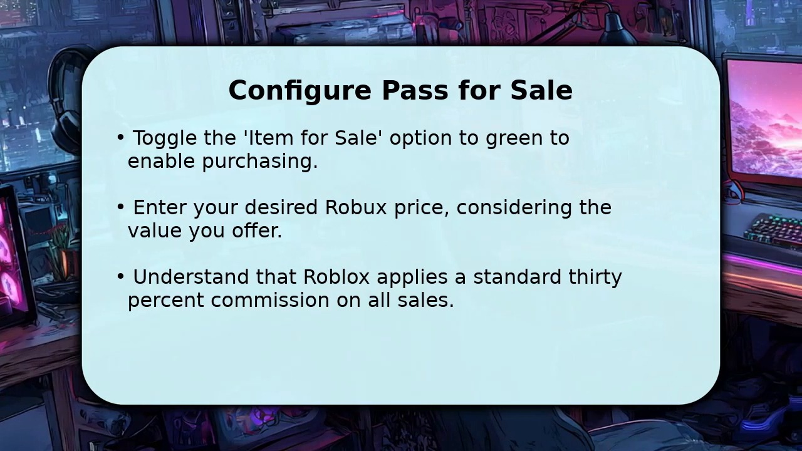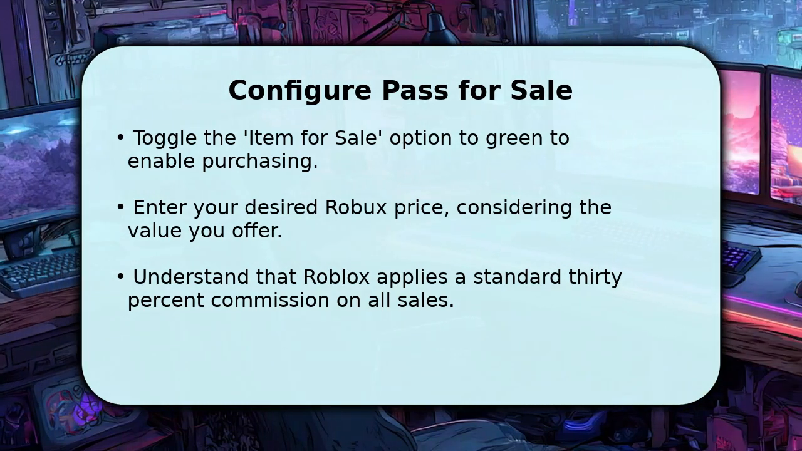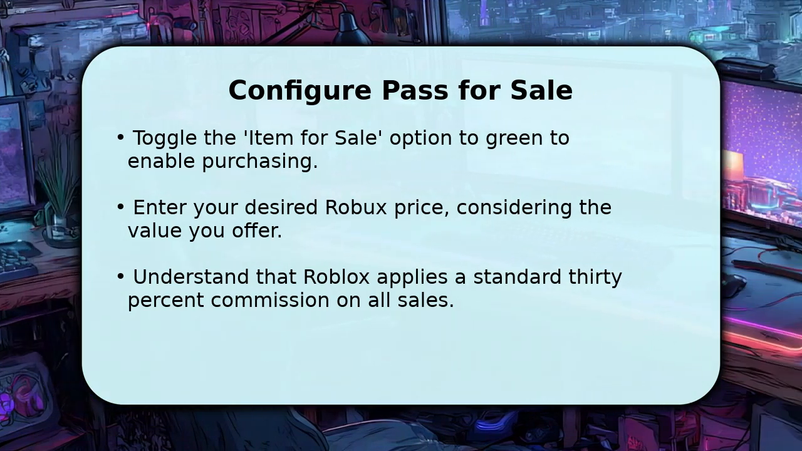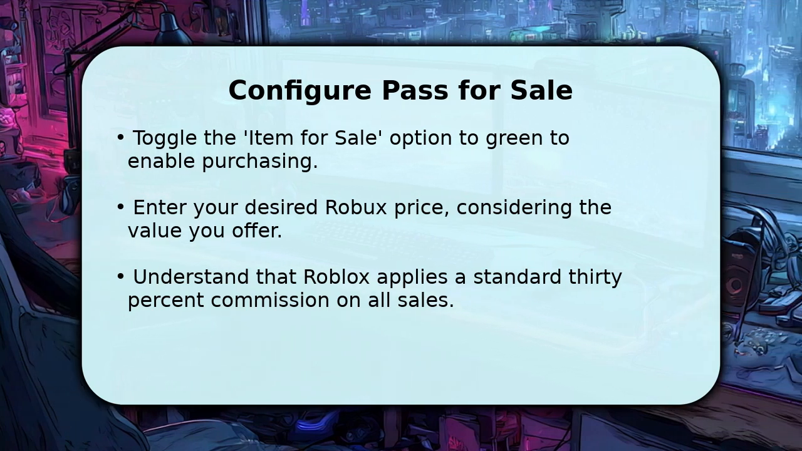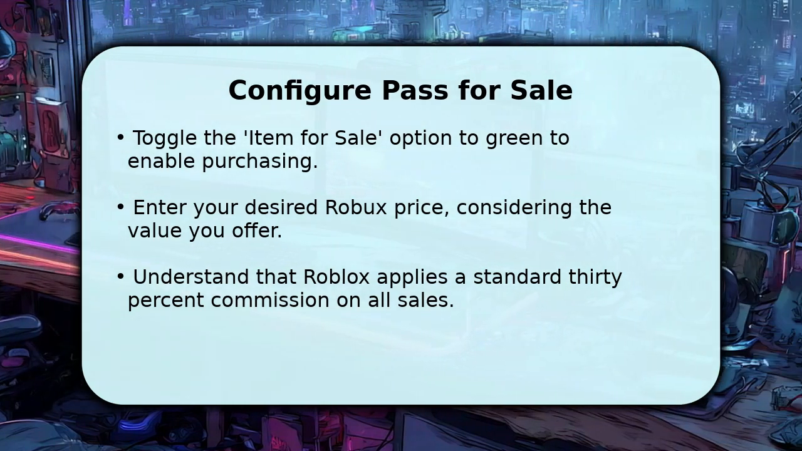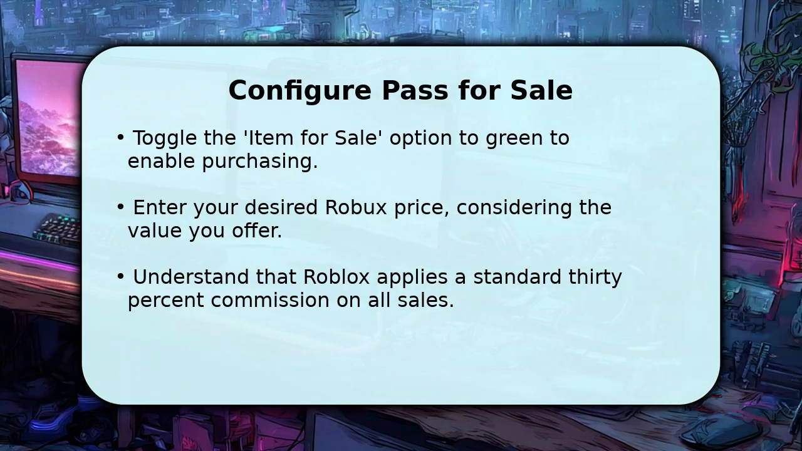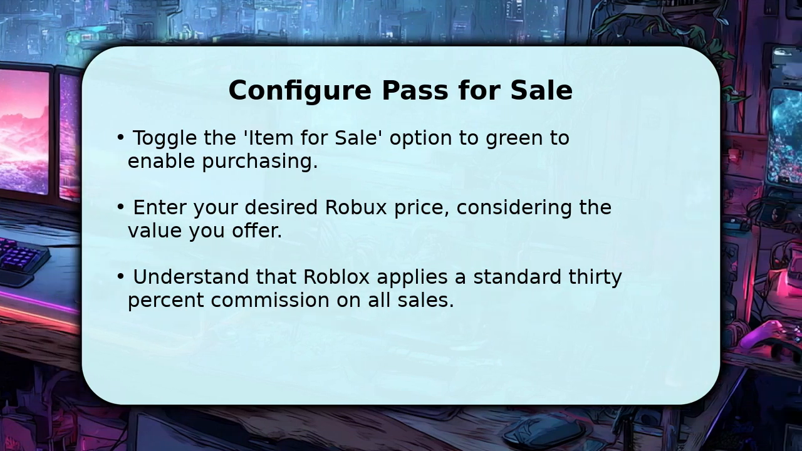After creating your pass, toggle the Item for Sale option to green. Then, enter your desired Robux price for the pass. Think carefully about its value. Remember, Roblox takes a standard 30% commission on all sales, meaning you will receive 70% of the Robux. This system ensures creators are rewarded fairly for their efforts.